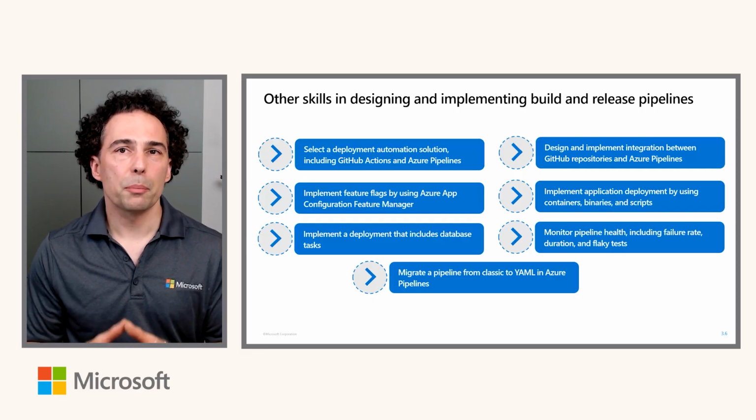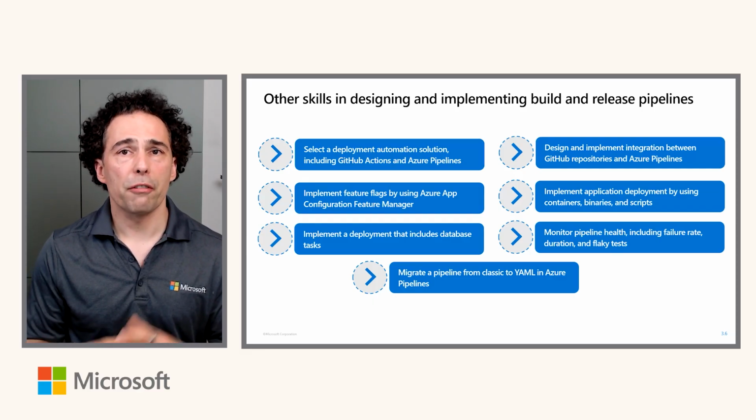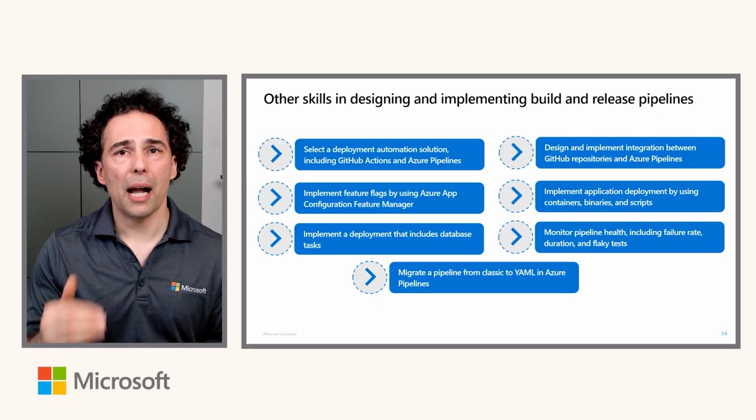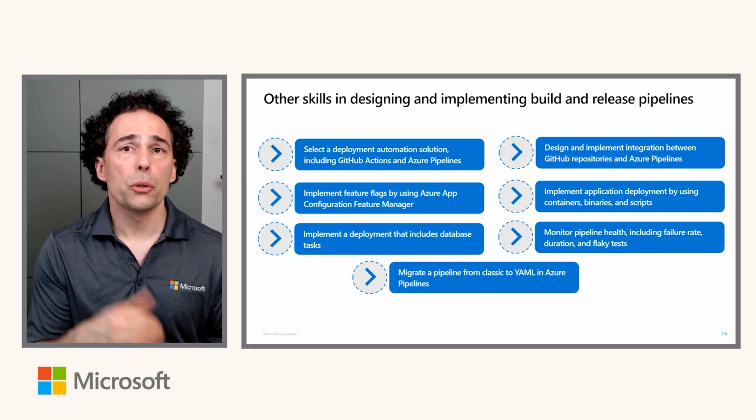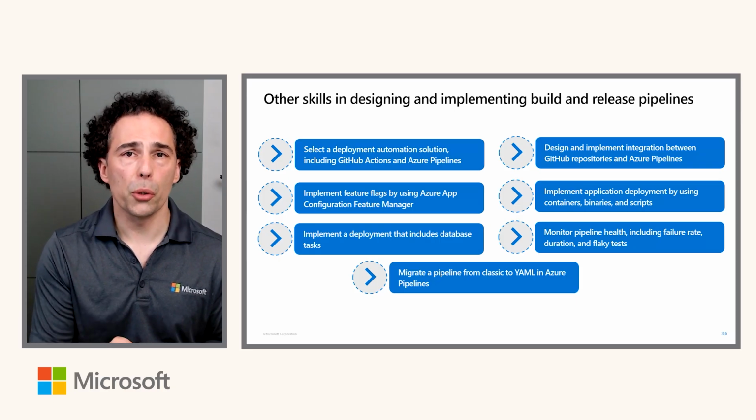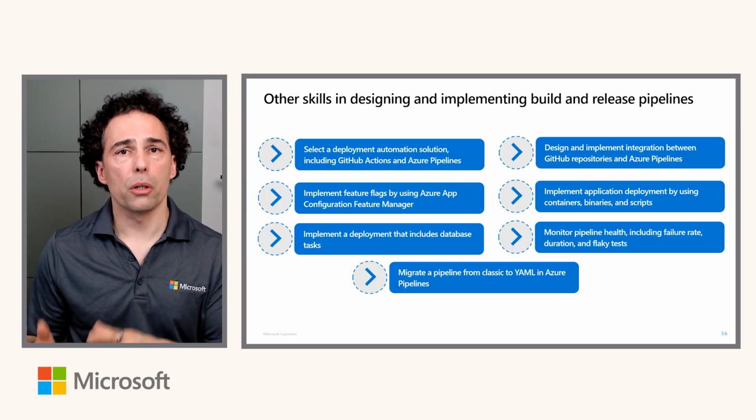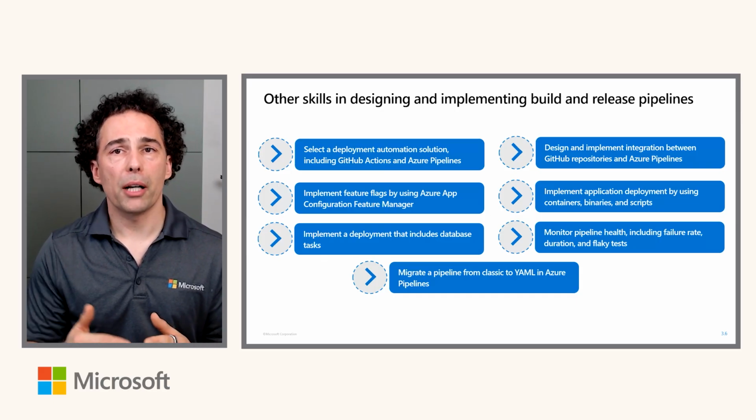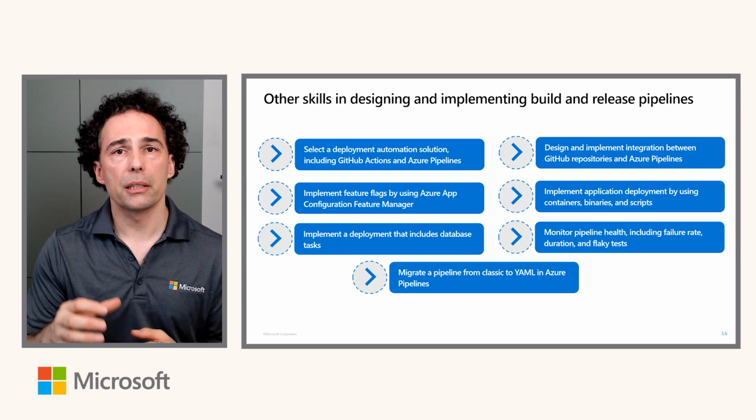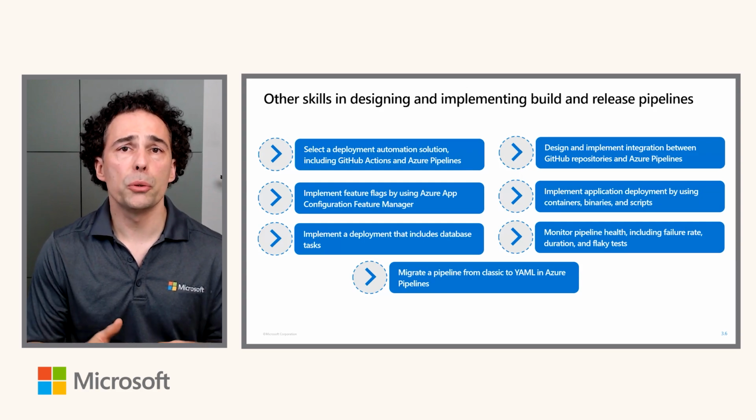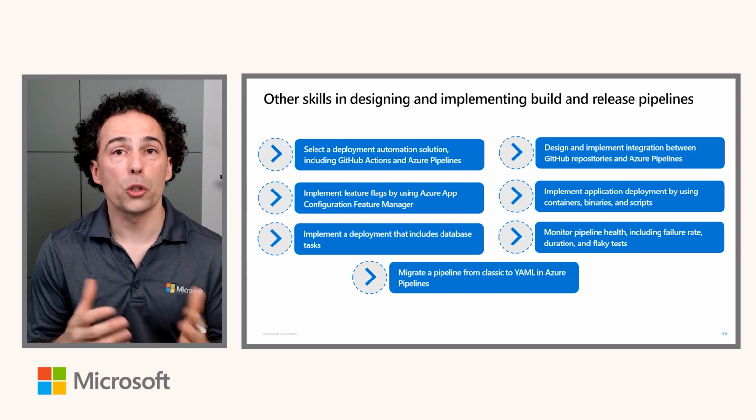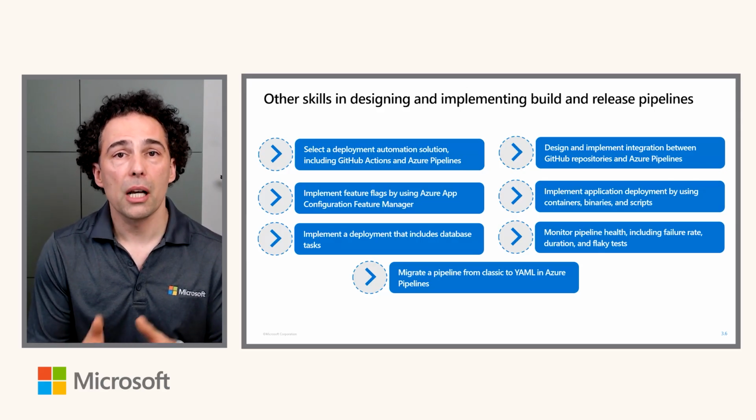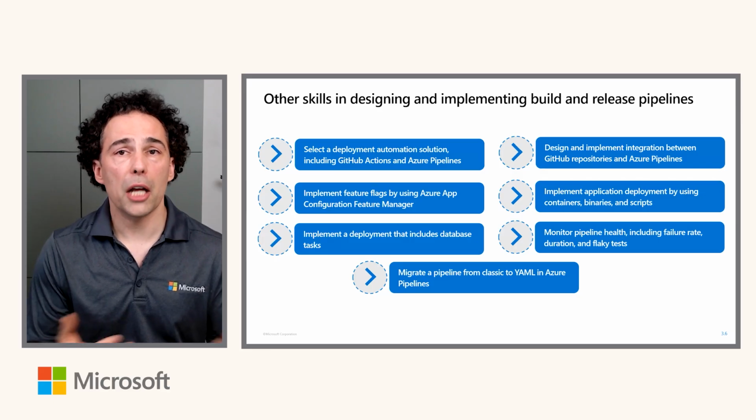Implement feature flags by using Azure App Configuration Feature Manager. This is about exploring how to use Azure App Configuration Feature Manager to implement feature flags in your code and make it work for your team. Implement application deployment by using containers, binaries, and scripts requires you to either be or get acquainted with Docker files and how to deploy applications by using containers, binaries, and scripts using Azure Pipelines.